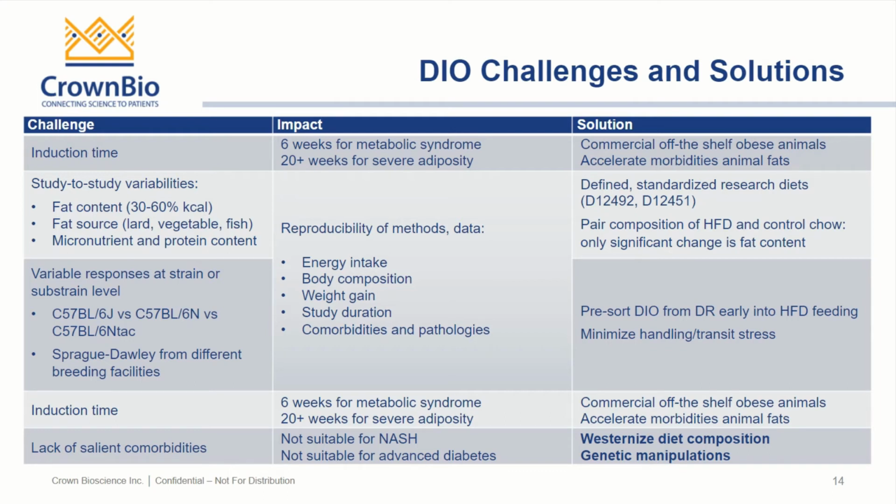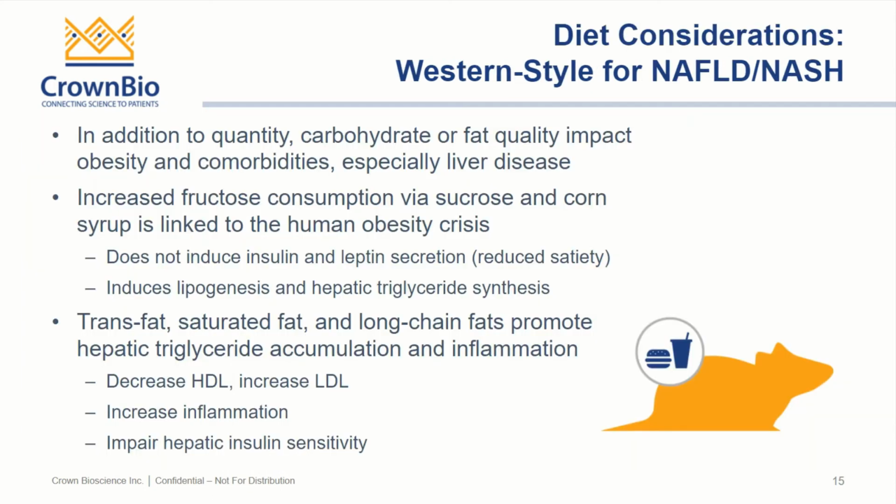Finally, a high-fat diet is usually insufficient to generate salient comorbidities, including NASH and frank diabetes. So next I'll discuss additional dietary modifications that you can impose to improve the development of these comorbidities.